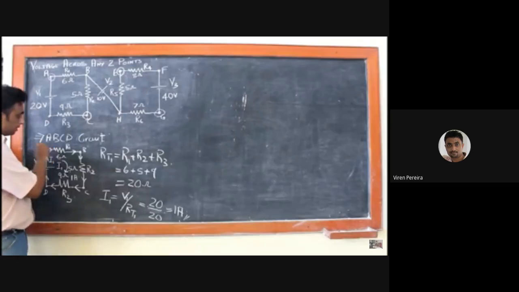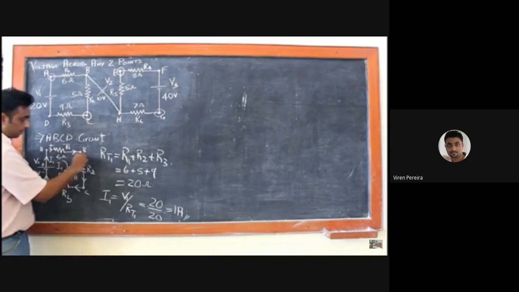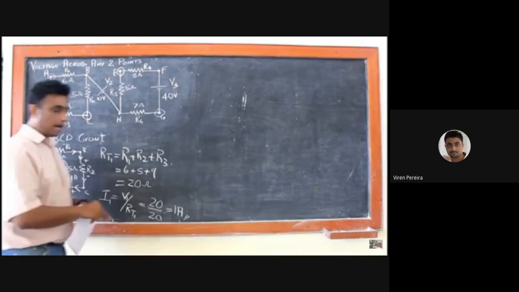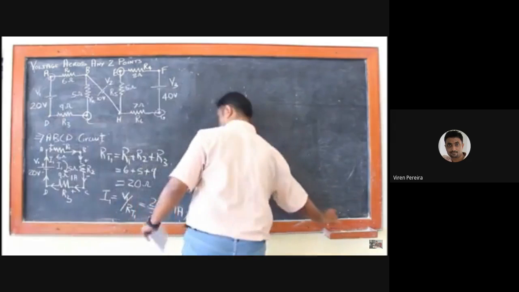So the first terminal your current touches of any resistor becomes positive. The second terminal becomes negative. So now the current moves here. First terminal it touches becomes positive, second terminal negative. Again, first terminal positive, second terminal negative. I will highlight this with the color.